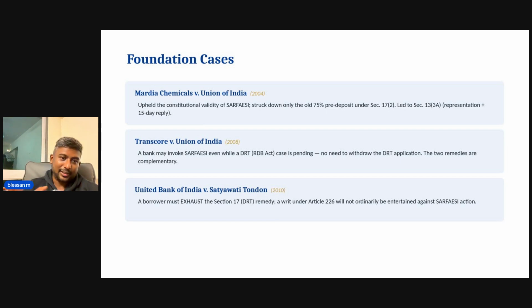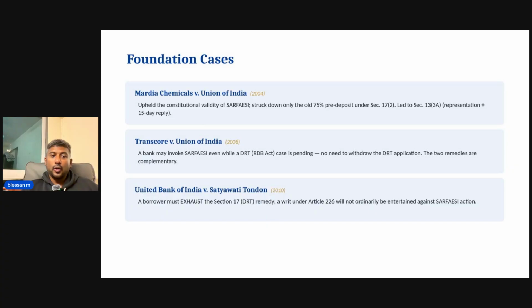Instead, a representation clause was put, that is, when a demand notice is issued by the bank, the borrower can directly represent to the bank officer, and if he fails, then he can approach the DRT, and the 75% pre-deposit rule is done away with. So if there is any MCQ that asks which case talks about the constitutional validity of the SARFAESI Act, it is the Mardia Chemicals versus Union of India case.